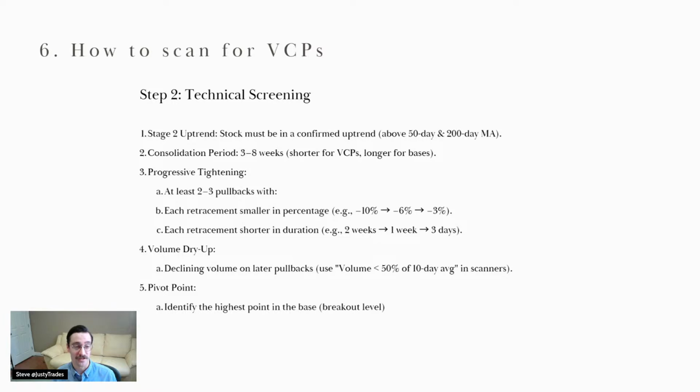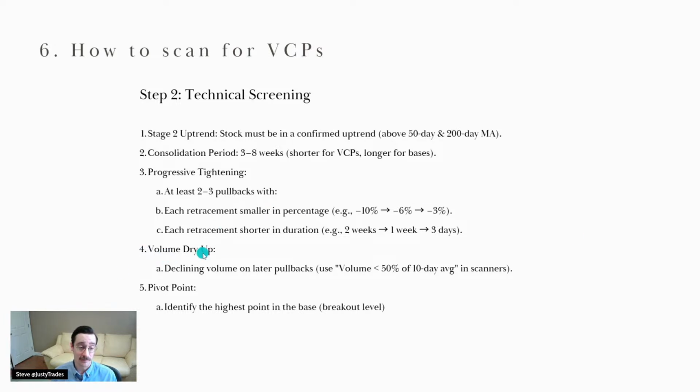What we're looking for must be in a confirmed uptrend and a consolidation period of 3 to 8 weeks, shorter for VCPs and longer for bigger bases. We want progressive tightening. We want to see at least 2 to 3 pullbacks, as ideal, and we want each retracement to be smaller in percentage and shorter in duration than the previous. So we want to see like 10 to 5 to 2 weeks to 1 week to 2 days, and that just shows tightening up of the price action and a low volatility entry point, which is exactly what we're looking for.